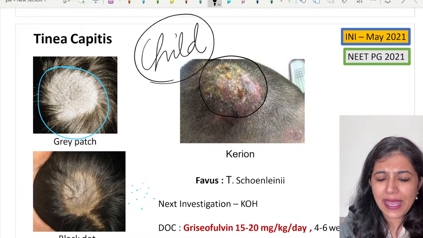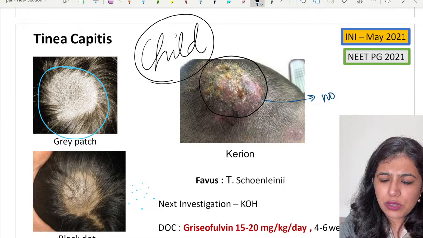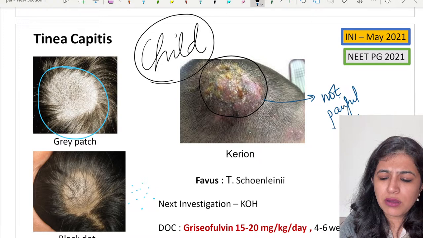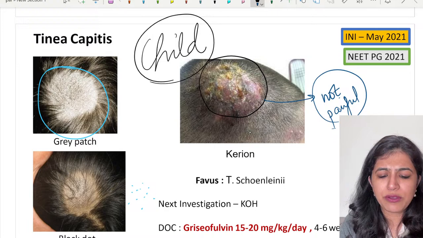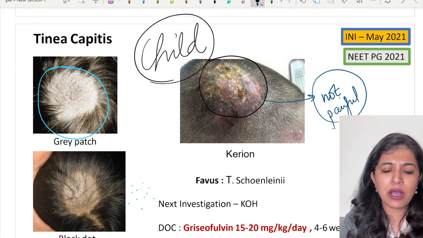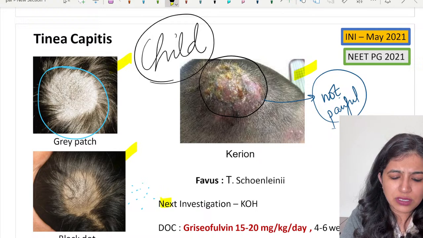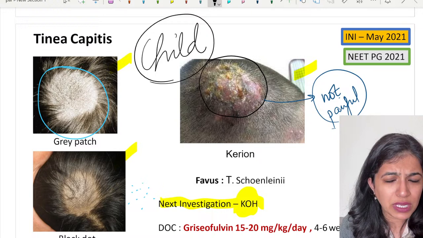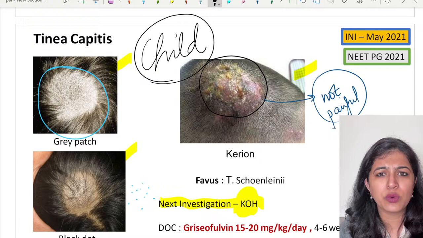Then kerion will be a red swelling with pustules, with easy pluckability of the hair and regional lymphadenopathy. Kerion is not painful. That is how you differentiate this from a bacterial infection. Very important to know that kerion is not painful. That is how you know that this is not a bacterial infection. Now, whether it is gray patch, it is black dot, it is kerion, the next investigation is always KOH scraping. With a lot of fungal infections, they tend to ask you the question, what is the next test that you will do? This is the KOH scraping.